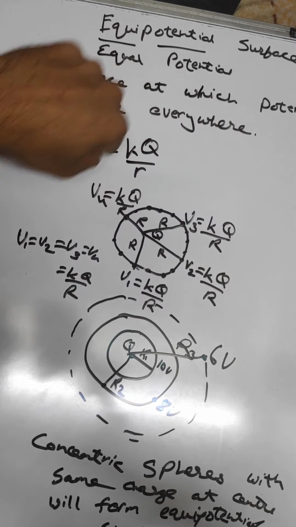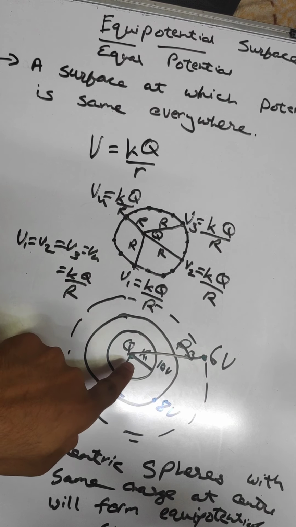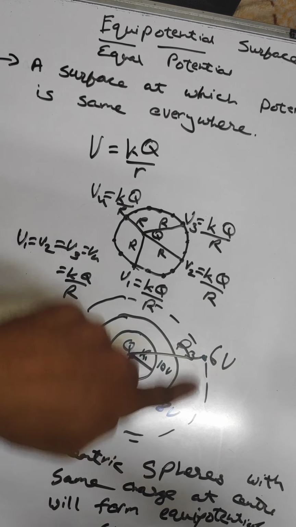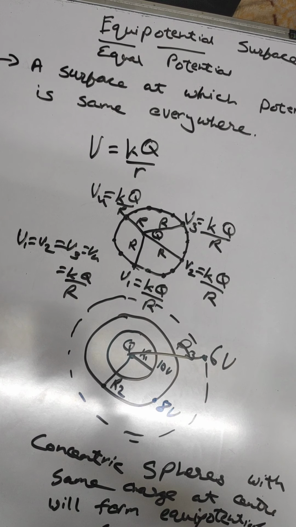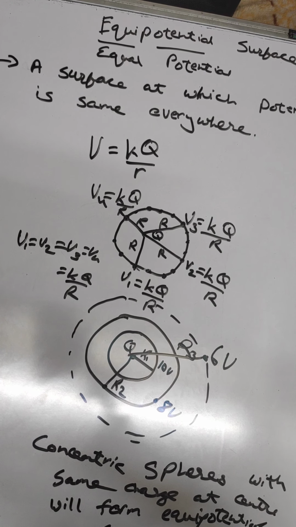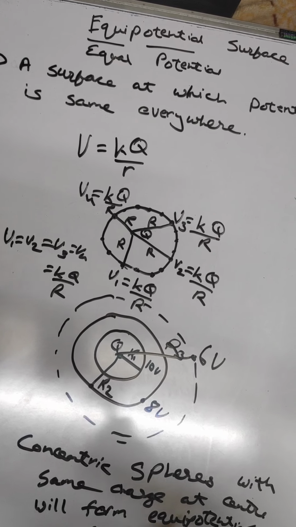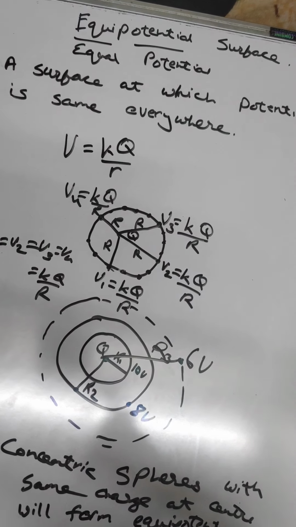Similarly, if I make a bigger circle over here, as we go on making the spheres with the same center, each and every point will have the same radius, so it will make an equipotential surface. I hope this topic is very clear to you. Still, if you want to see another example, we can see.